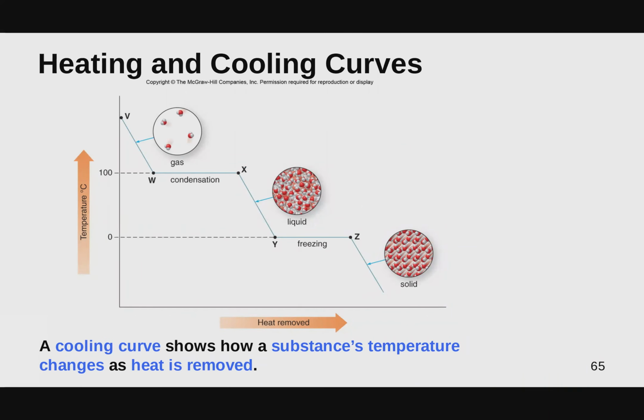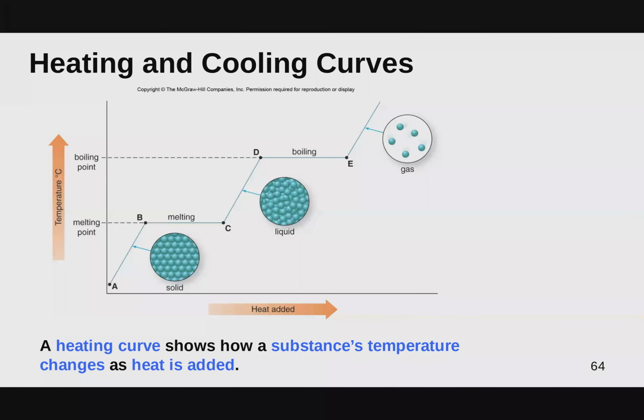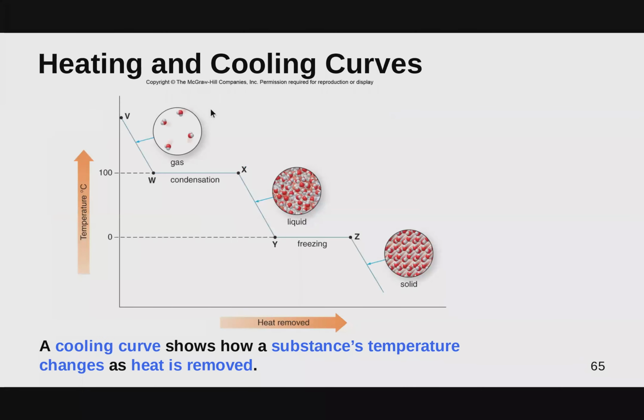Now, conversely, we have this heating curve. We can actually look at a cooling curve, which is the exact opposite, where we exist as a gas. The temperature drops from V to W, and that's the condensation temperature. But again, we have to keep removing heat, right? This is the exact opposite of the curve we saw before, because as we go from left to right on the x-axis, we're removing heat. And so as you go from W to X, we're removing heat, that's condensation. And eventually everything condenses to form a liquid.